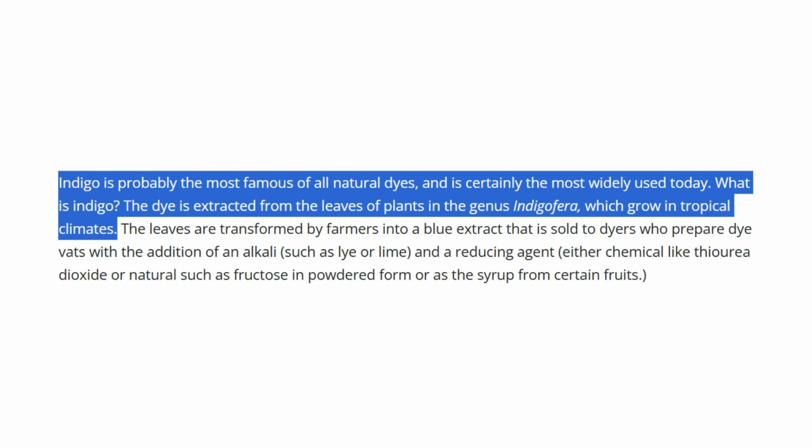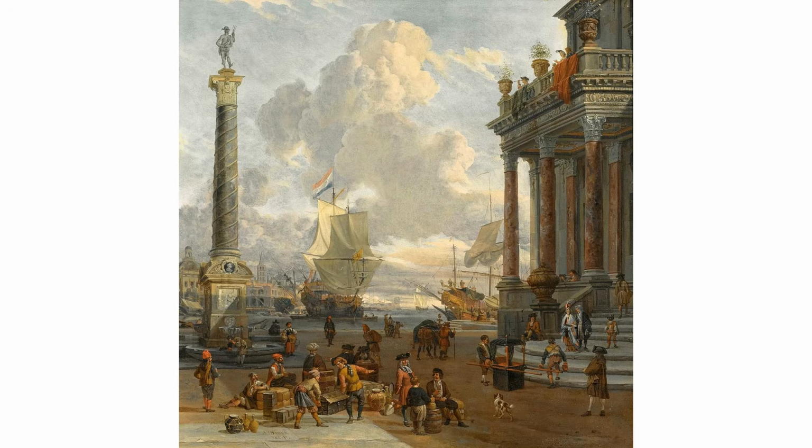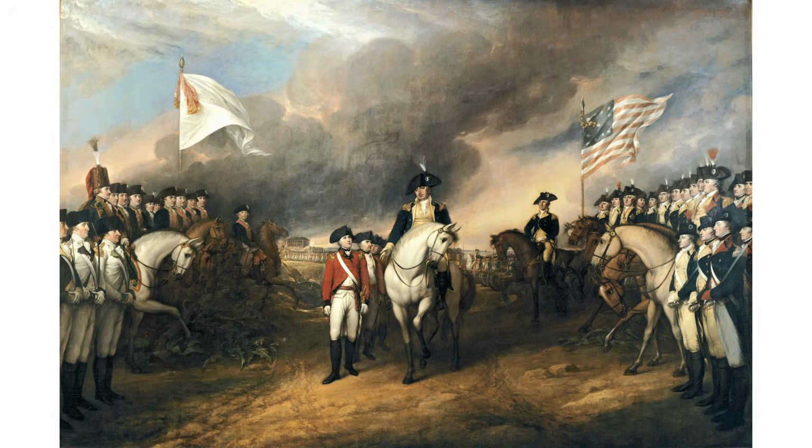And why he chose to add indigo in particular is because indigo was actually a major commodity at the time. And that's because indigo was probably the most famous of the natural dyes, with the dye being extracted from the leaves of plants in the genus Indigofera, which only grow in tropical climates. Due to it being only prevalent in tropical climates, the high demand for this dye fueled trade wars, propelled the slave trade, and partially financed the American Revolutionary War.